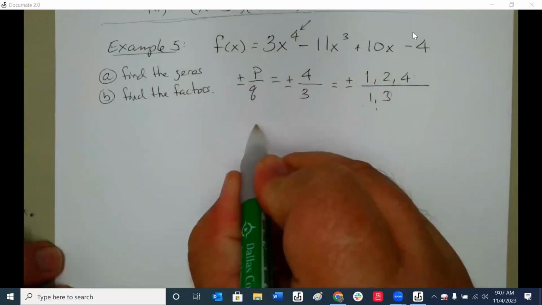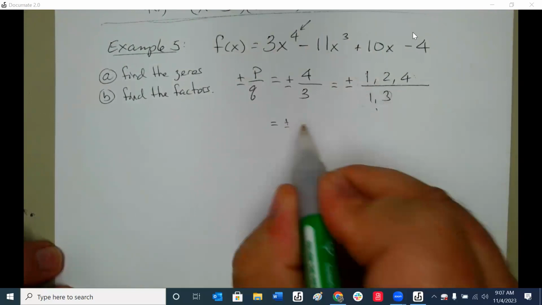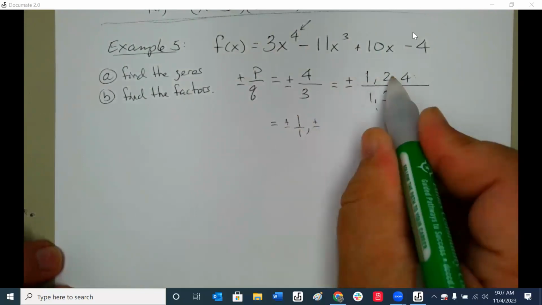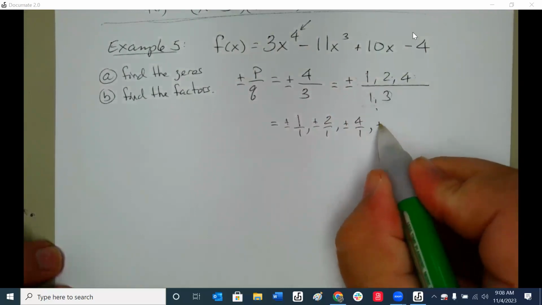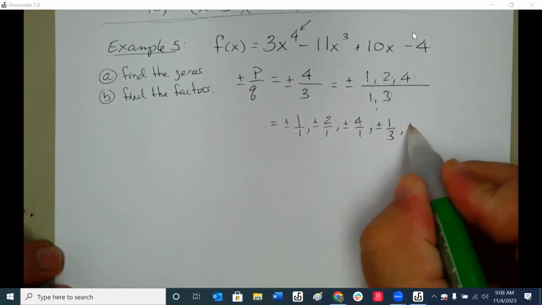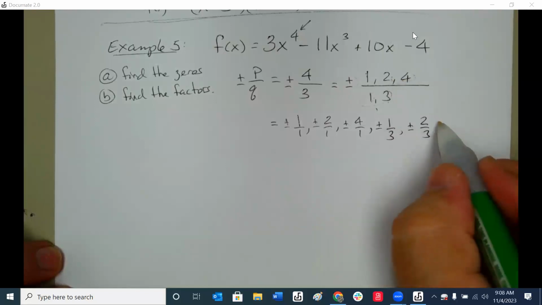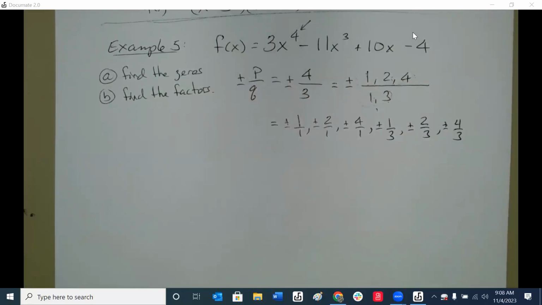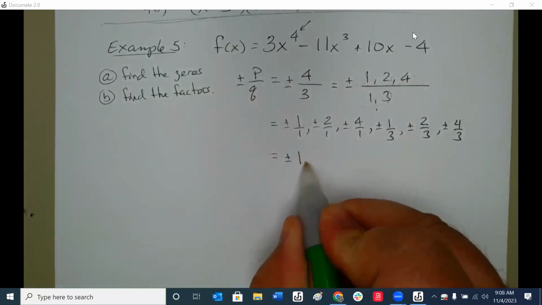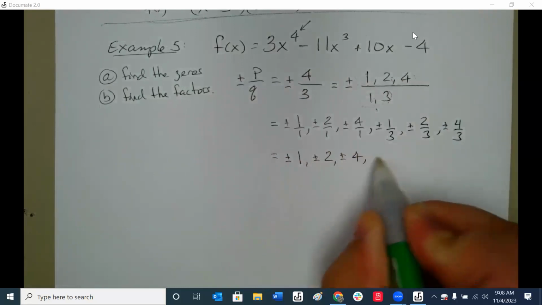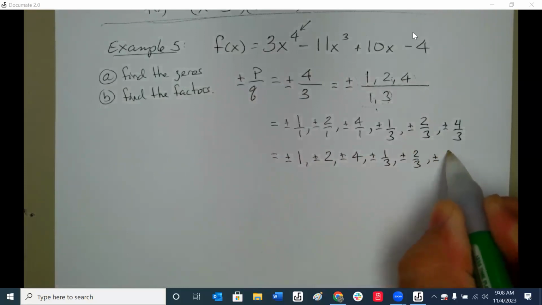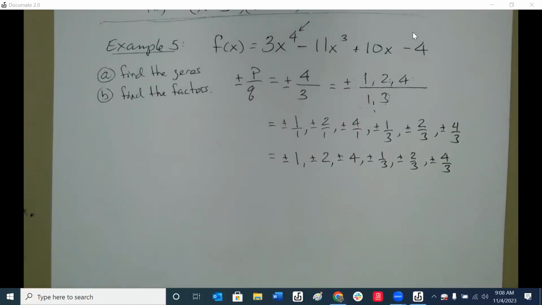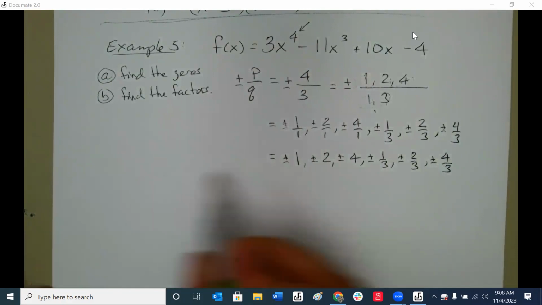So our numbers are 1 over 1, 2 over 1, 4 over 1, 1 over 3, 2/3, and then 4/3. So these are the numbers that we're going to be looking at. So these are the ones we have to try. The first one, we're going to start out with +1.